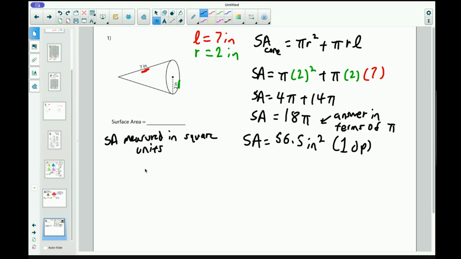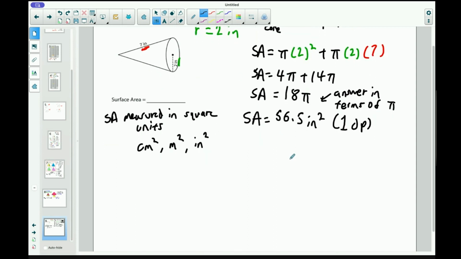Square units, so centimeters squared, meters squared, inches squared, and so on. Okay. So that's the first type of question that you might see with surface area. Now, because we worked with the volume of cones and we could work with triangles, we could actually apply the same thing if they don't give you the slant height.